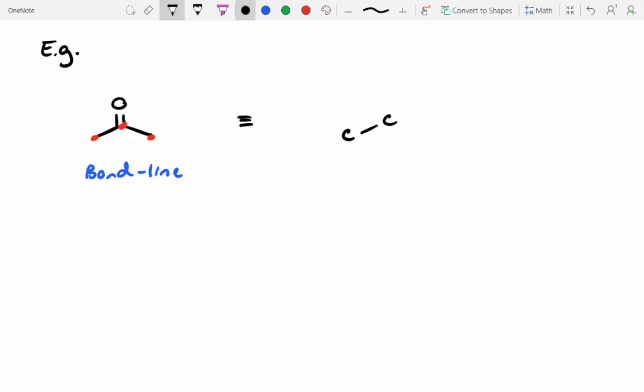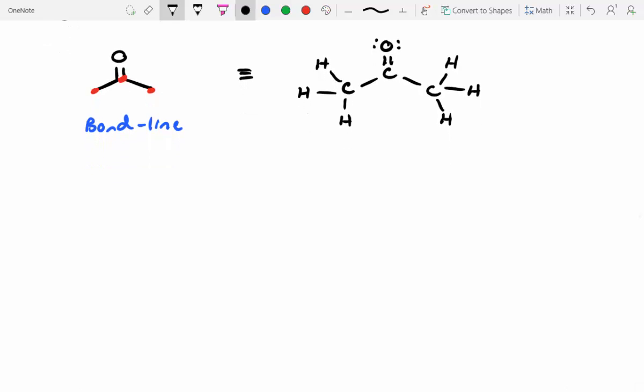Or let's just do a full Lewis dot structure, I guess. We've got hydrogens coming off of each of these carbons, but we don't have a hydrogen coming off of the central carbon. So it's really, really useful for saving time. You don't have to draw out everything. There's a couple tips I want to give you guys too for drawing Lewis or bond line structures.